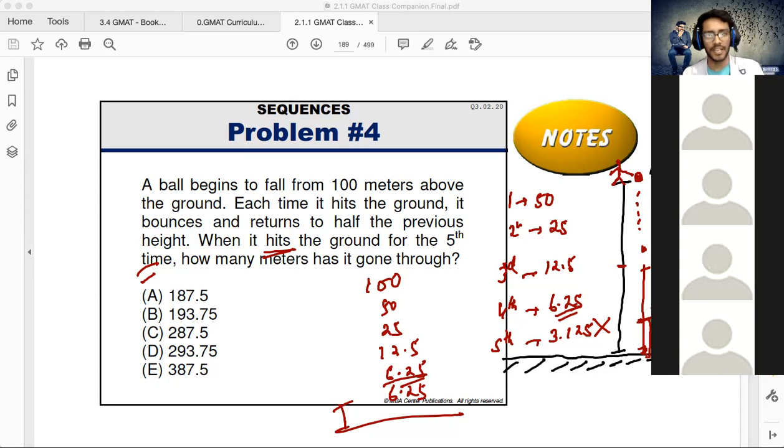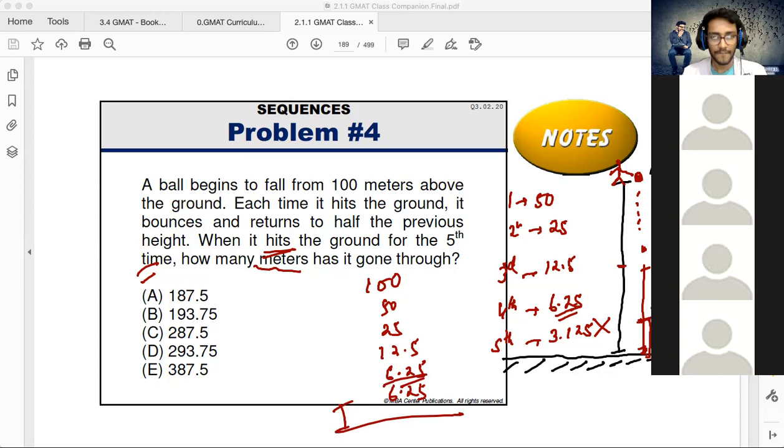Does it mean from here to here, or does it mean that the bounce is also taken into consideration? How many meters has it gone through? No, then what I have understood is that we don't have to take this 3.125, because it's asking how many meters it has gone through, how many meters it has covered.